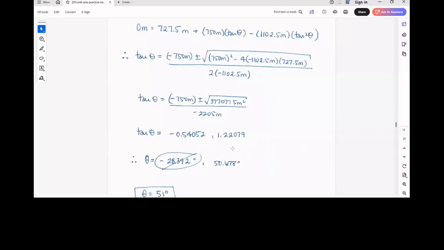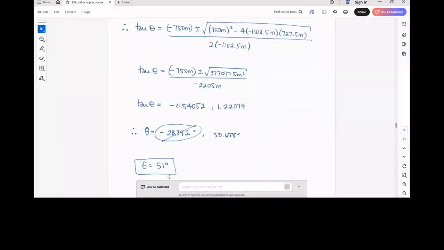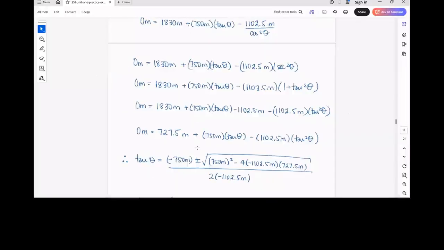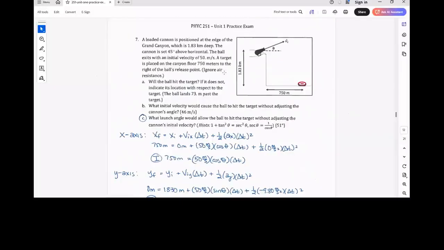So let's think about this. If I know the launch speed is 50 meters per second, and I know setting it to 45 degrees caused us to overshoot a little bit, setting it to a slightly larger launch angle is going to shorten the horizontal range a tiny bit. So a 51 degree angle would also allow us to hit the target without changing the initial velocity.